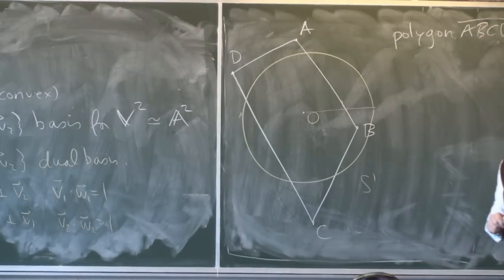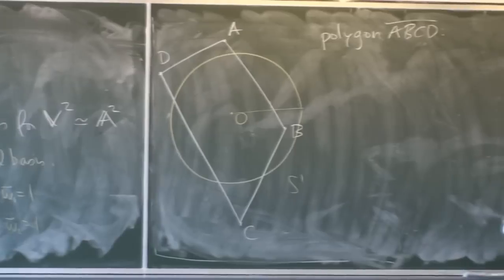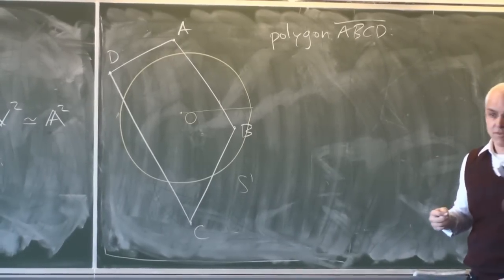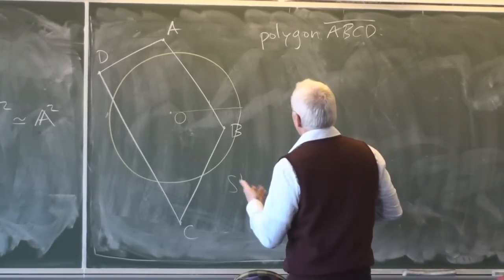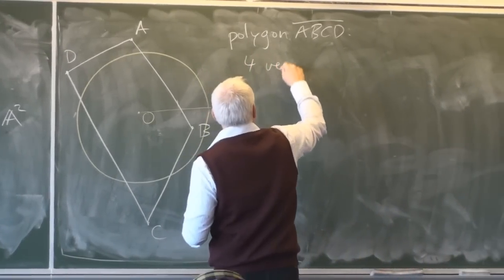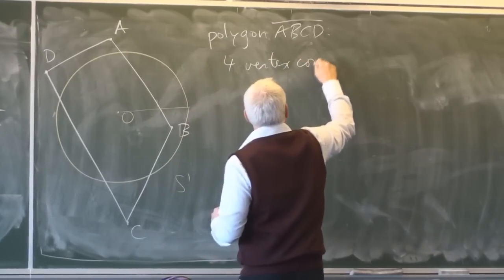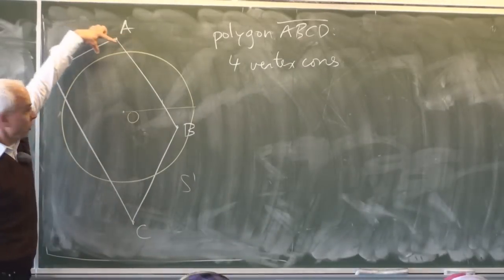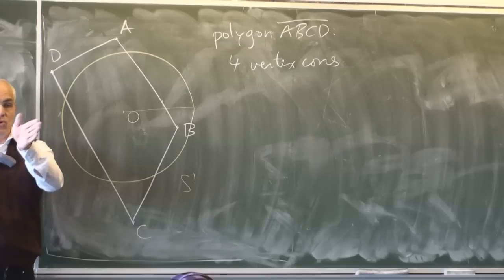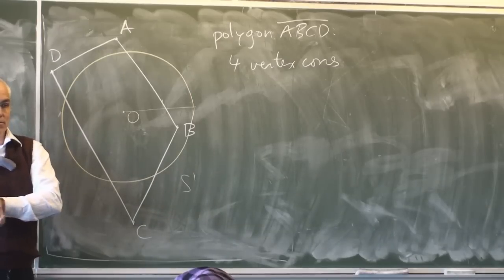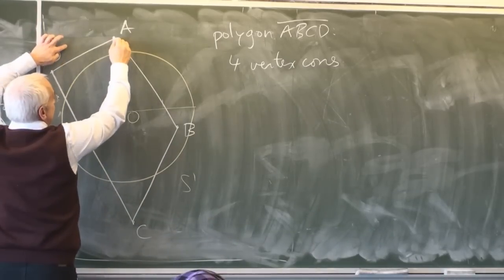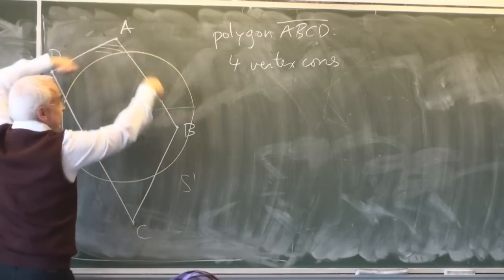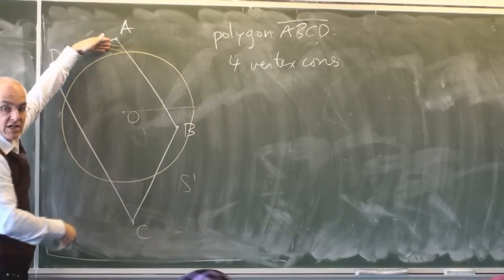So the first thing I note is that there are some cones associated to any polygon. This is a four-sided polygon. There are 4 vertex cones. Namely, at any vertex, we can look at the cone generated by the 2 edges at that vertex. Okay? So for example, at the point A, that cone that extends in that direction, that's the vertex cone at A.